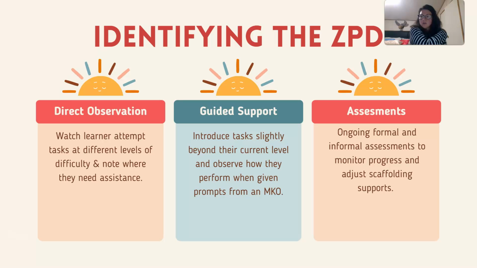When identifying the zone of proximal development, you're going to want to observe your learner. So watch your learner attempt tasks at different levels of difficulty and note where they need assistance. Through guided support, you're going to introduce tasks that are slightly beyond their current level and observe how they perform when given prompts from a more knowledgeable other.